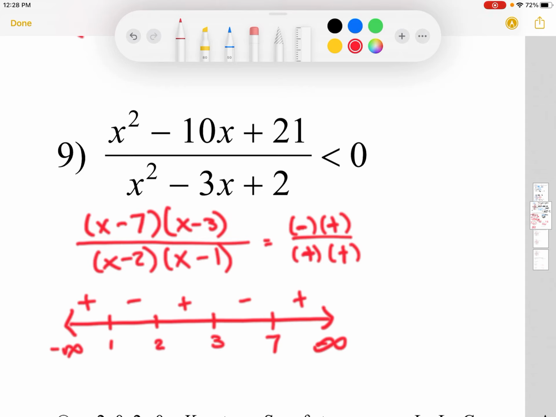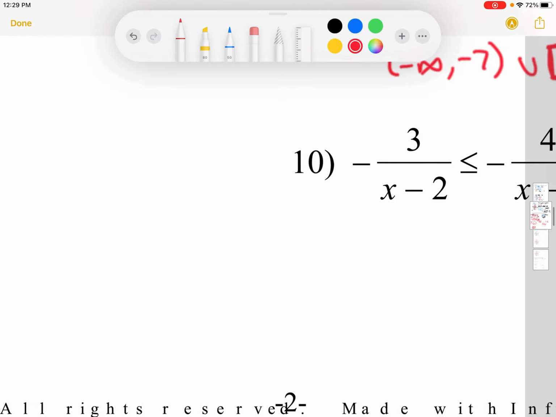So we want less than 0. So we would have from 1 to 2, union 3 to 7, with braces on both.